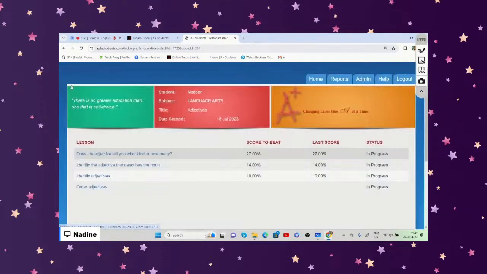All right, so this is now the end of our lesson on adjectives, and we only went over two of the lessons on adjectives. When we come back next time, we are going to focus on identifying adjectives as well as other adjectives. So we have adjectives that either tell us what kind or how many. And we said an adjective describes, modifies, or tells us about a noun.